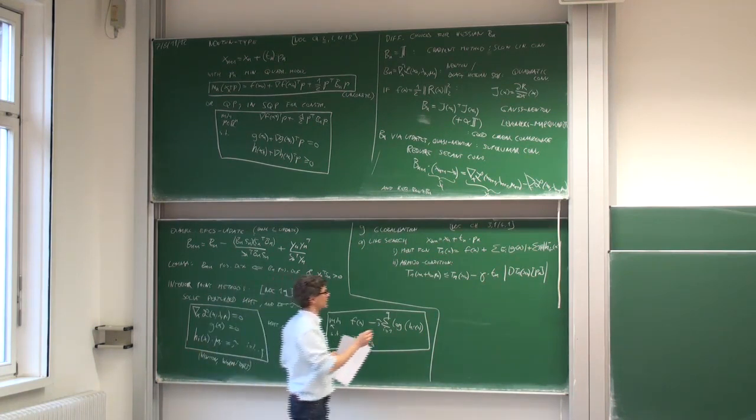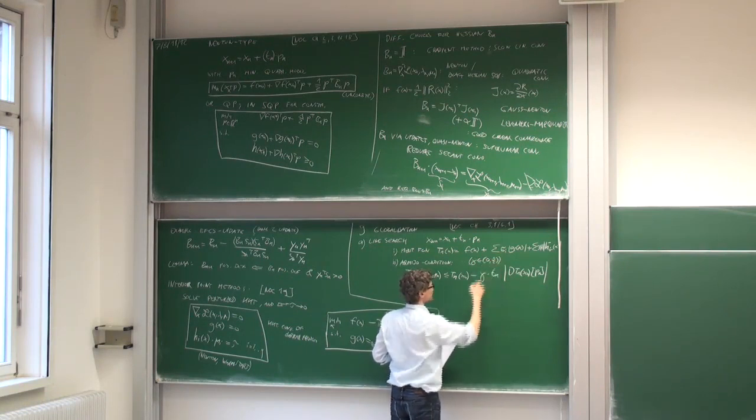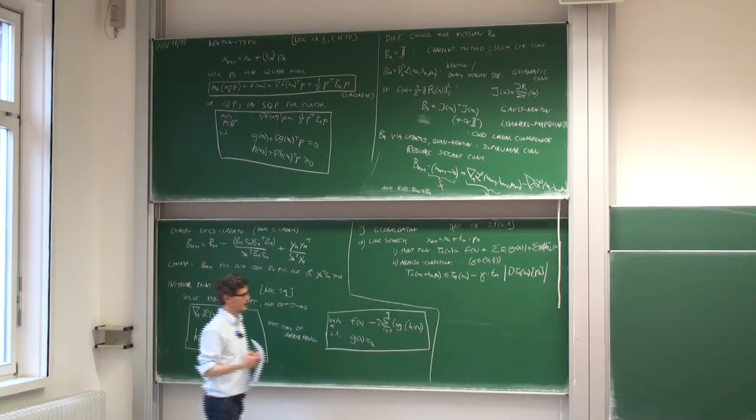And gamma, you typically choose between 0 and 1/2. So you don't choose it too high.